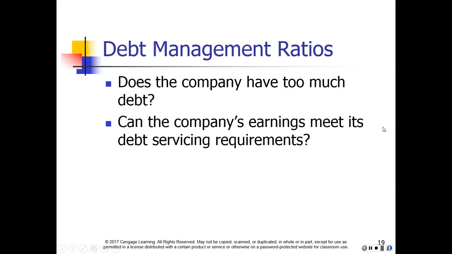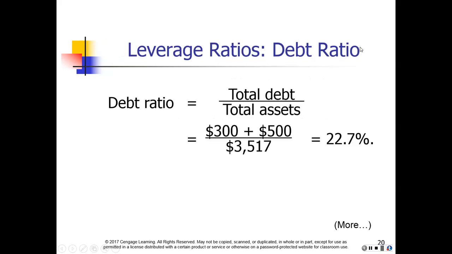So the question now is, we're looking at other ratios, which are going to give us some clues into the financial health of the company. Does the company have too much debt? Can the company's earnings meet its debt servicing requirements? To get these answers, we're going to look at debt management ratios, right?